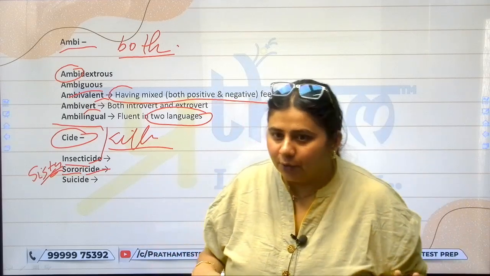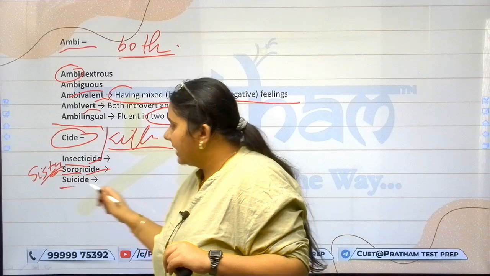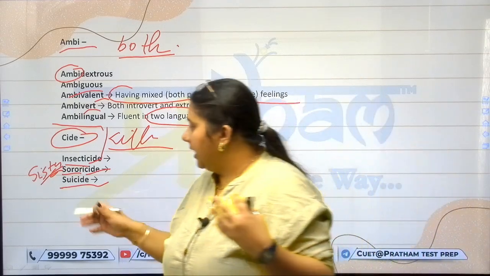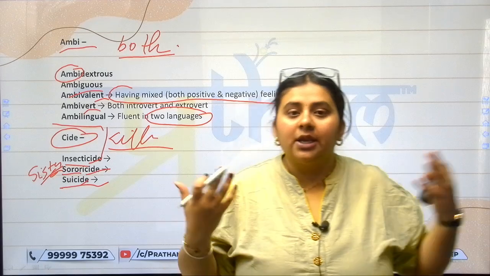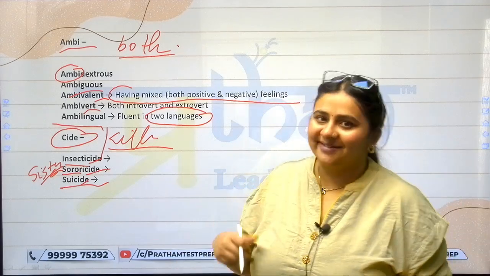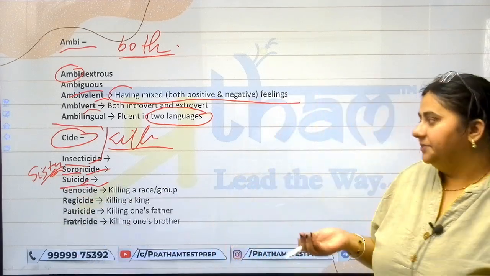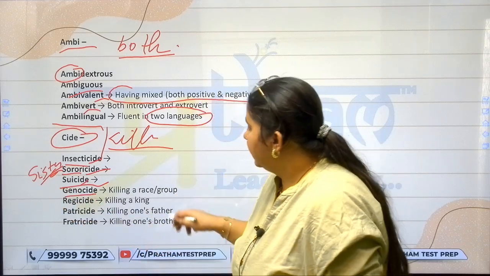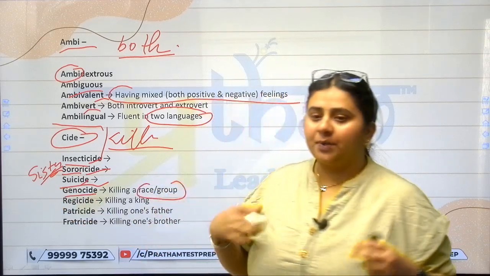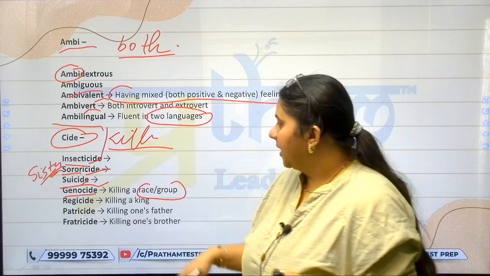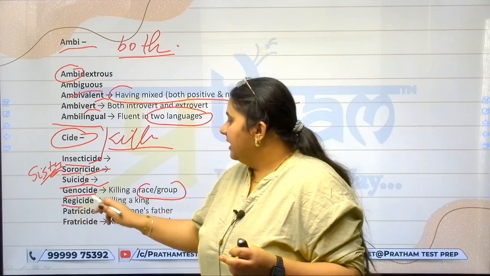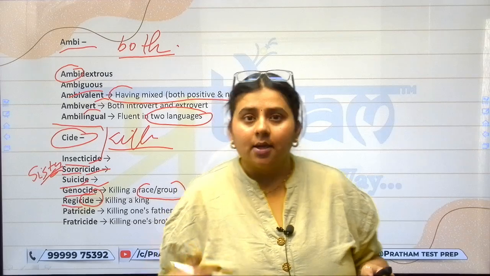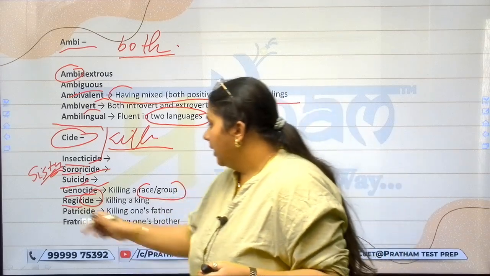Anyway, that's not good. Now, suicide. Sui is for self, your own, right? Side is for killing. So when you kill yourself, that's suicide. Other words are genocide. Side is for killing. Geno is for a race or a complete group. Regi is for king. Side is for killing. So killing of a king is called regicide.